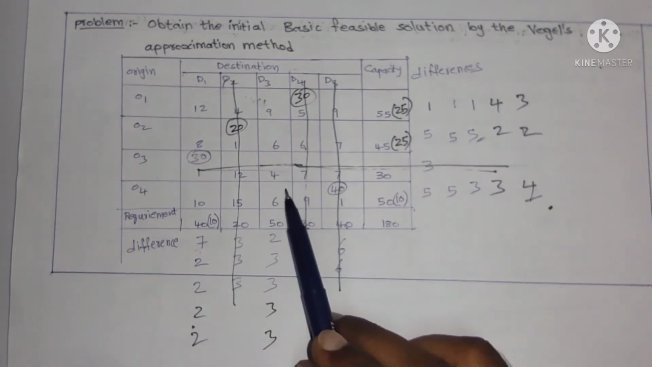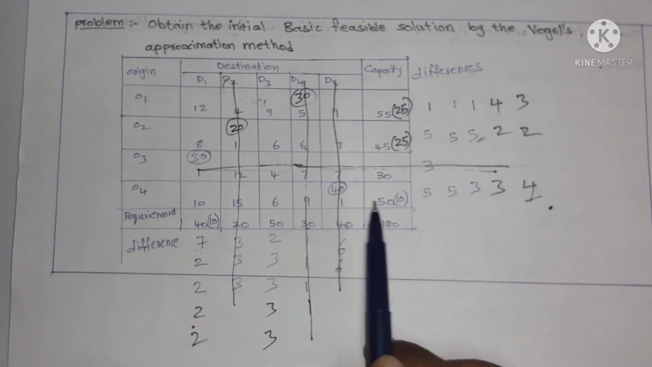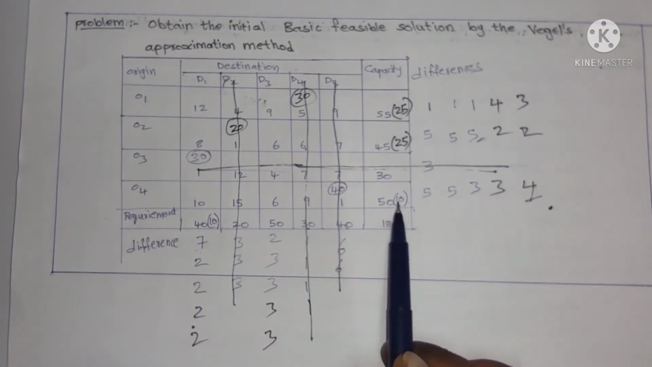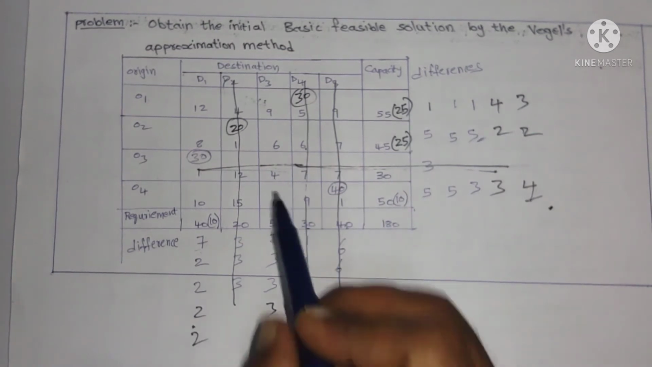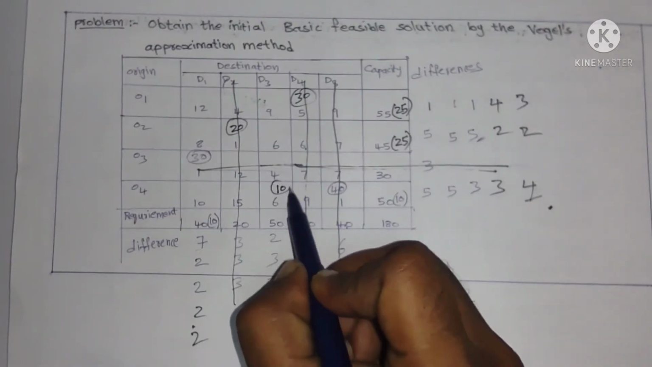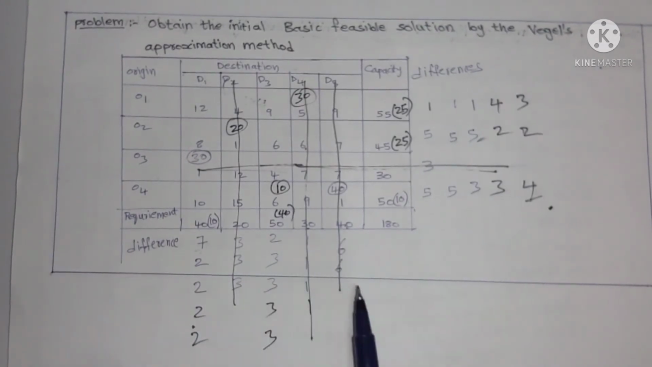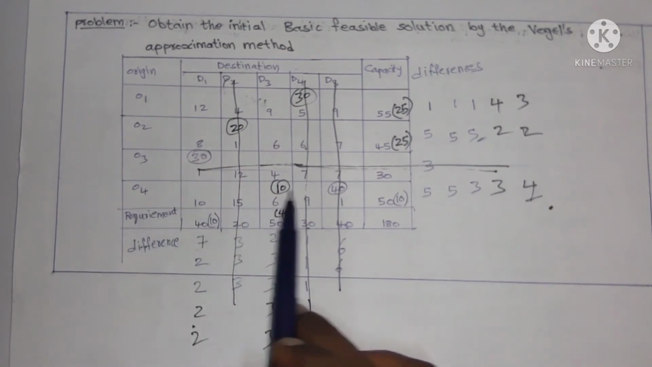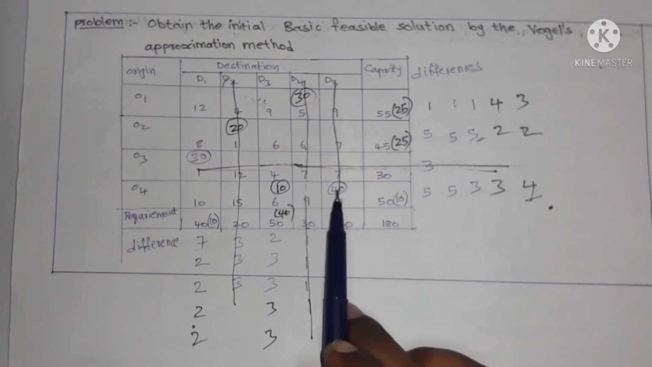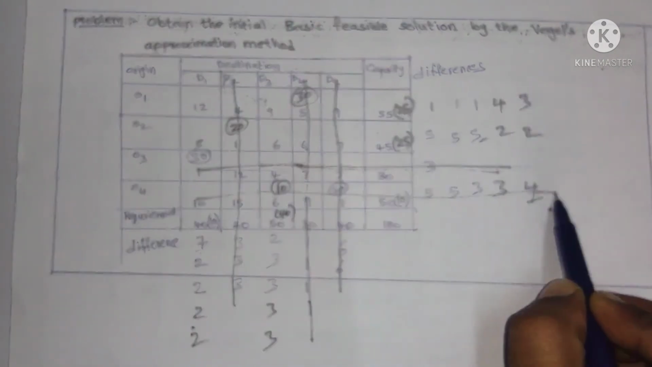Okay, what is the requirement of this cell? 50. And what is the capacity of this cell? Capacity is 10, requirement is 50, that means 10 should be written here, and that should be subtracted from this 50, and it should be written in brackets. Okay, now if you see this row O4, it is completely satisfied now. 10 plus 40 is equal to 50. It is completely satisfied, and it will be eliminated now.